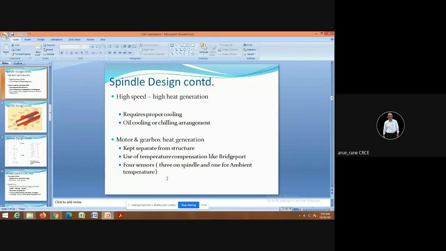And the spindle is the heart of any machine in terms of concentricity and runout. There are two types of runout, that is axial runout and radial runout. So both have to be within tolerance. And if the spindle gets heated, then this runout will increase.